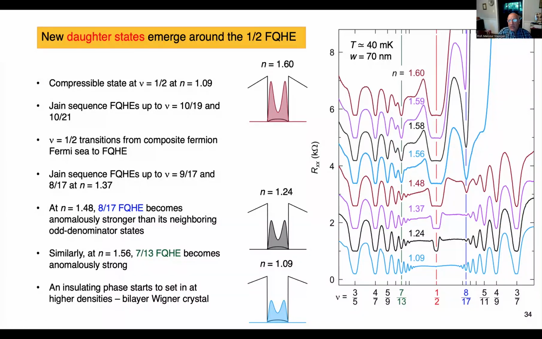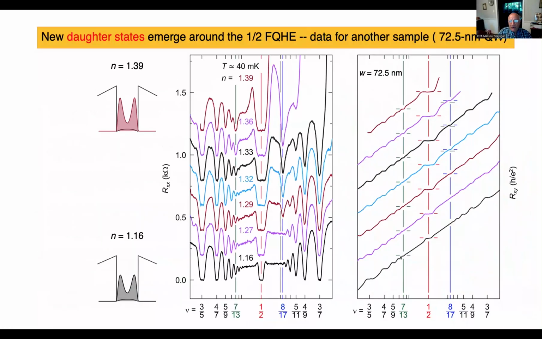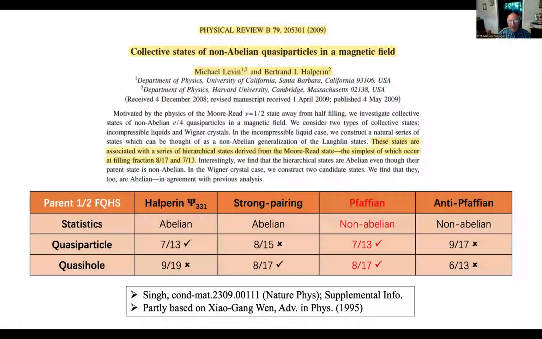So what is the significance of these states? That's just a summary of this, and to show you that there is a real Hall plateau at the correct values at 8/17 and 7/13ths. So what's the significance of this?